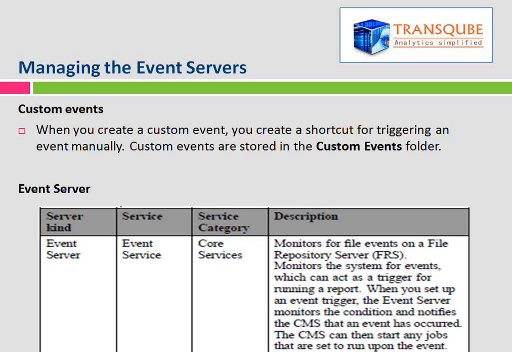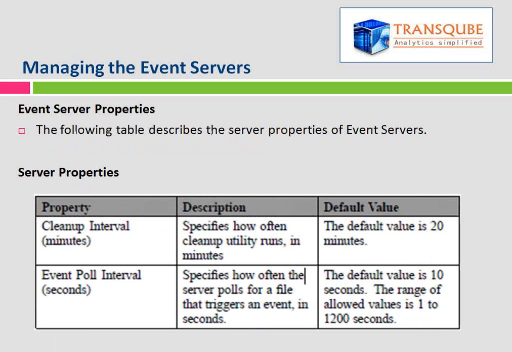Clear? Event server all the time looks for a file, typically in the FRS. It can be schedule events, typically done on top of objects that have been scheduled, which are part of your FRS. You can also create file-based events, which you host in the FRS location, which start looking for the specific file to be available and then schedule the report. Typically used for system monitoring as well as report scheduling. Event server properties: it has a cleanup interval, which specifies how often the cleanup utility runs in minutes. The default value is 20 minutes.